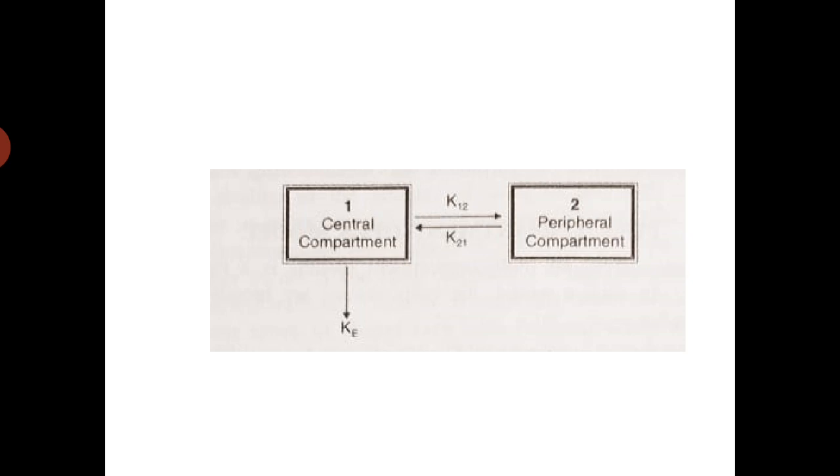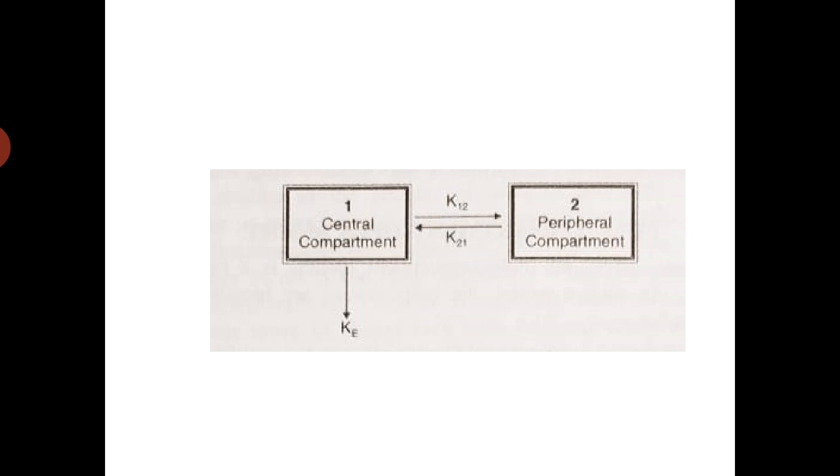And the drug that has distributed into the peripheral part of the body returns back into the central compartment at a particular rate. The central compartment consists of the main organs of the body, the highly perfused organs of our system, whereas the peripheral compartment may contain the moderately or poorly perfused organs of our body.